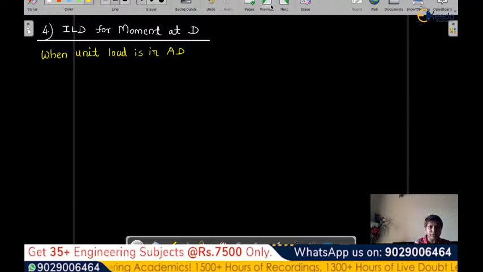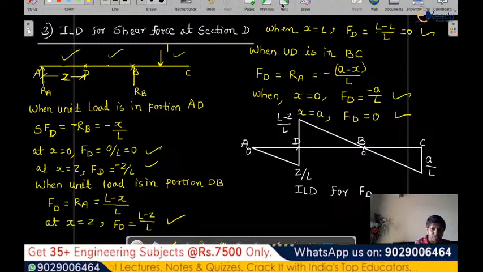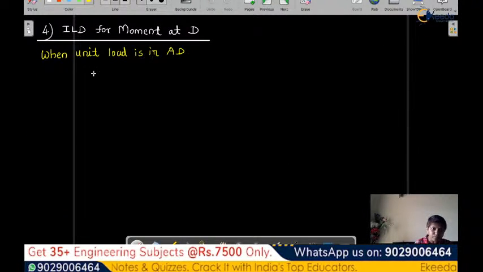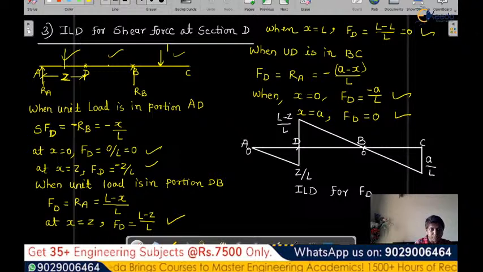We will consider first unit load in AD, then unit load in DB, and then unit load in BC, like we have done for the shear force. Unit load first we'll consider in this region, then in this region, then in this region. So let's write down. When unit load is in portion AD, what will be the moment at D? If unit load is here, how will we write it?